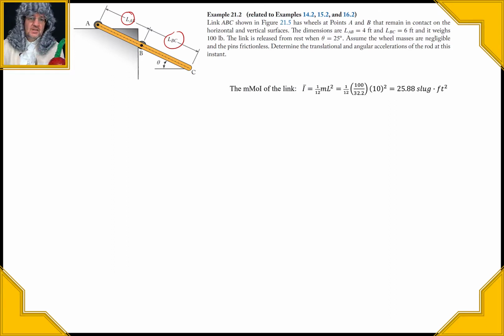So I jumped ahead and got the mass moment of inertia of the link right there. Once again, this is not a fixed point right here. This whole thing is translating and rotating. So that's what makes it different from the last class. We got the mass moment of inertia. Be careful here because we're in US units, so we had to divide the weight by 32.2. And we're treating this like a slender rod, so it's 1/12 mass times length squared.